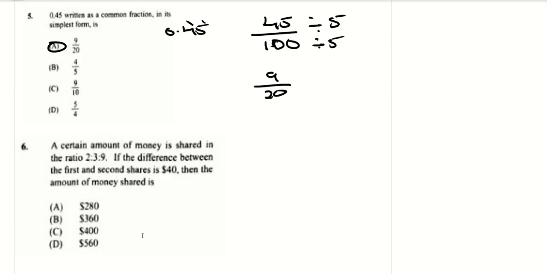Right, let's look at this. A certain amount of money is shared in a 2 to 3 to 9 ratio.